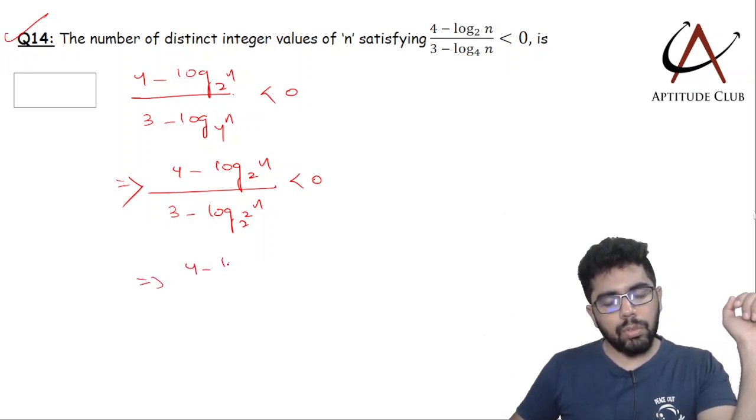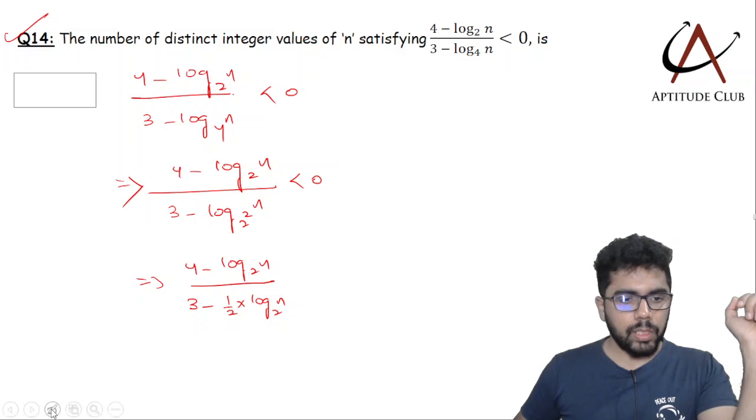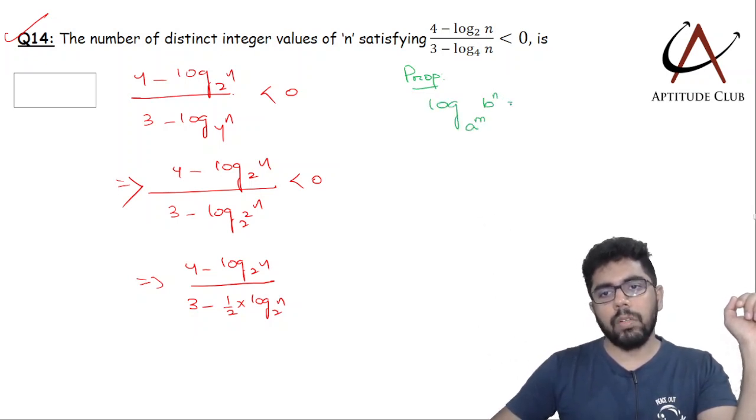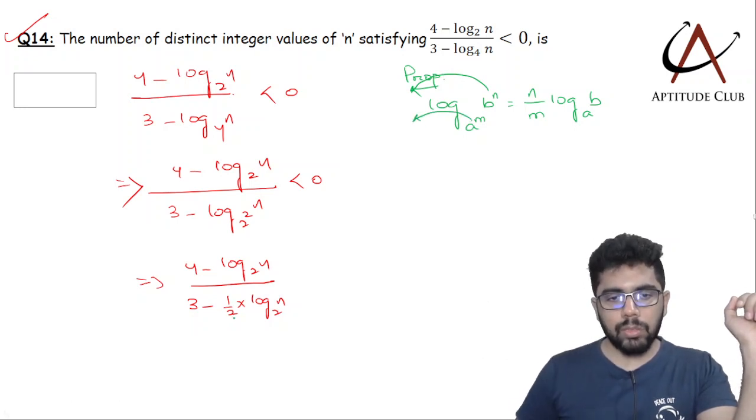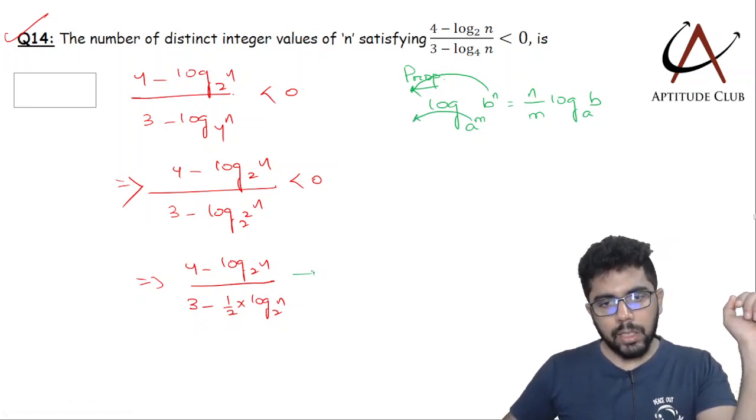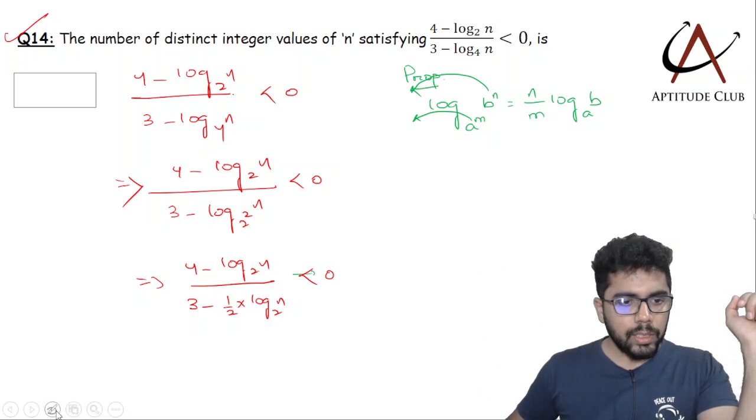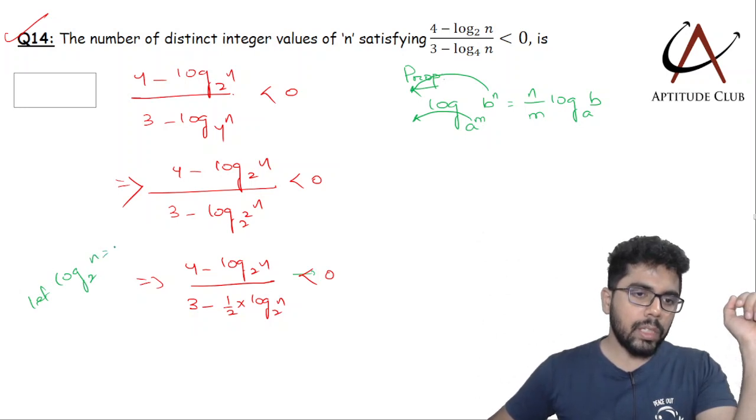Then it becomes 4 minus log to the base 2 of n, divided by 3 minus 1 by 2 log to the base 2 of n. This uses the property that log to the base a to the power m of b to the power n is n by m log to the base a of b. N comes in the numerator and the power of the base comes in the denominator. So that is what has happened here. And at this stage, this is less than 0. At this place, what you do is assume let log to the base 2 of n is equal to x.